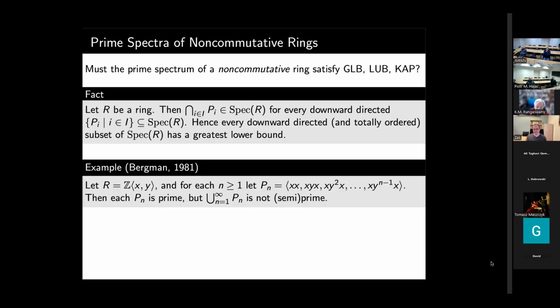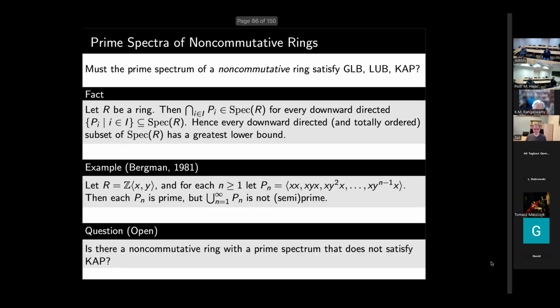And what about the third condition, this Kaplansky condition? Well, that one we have no idea about. So this is currently my favorite open question about non-commutative rings. Is there a non-commutative ring whose prime spectrum does not satisfy the Kaplansky condition? If you solve it, I'll buy you a beer.